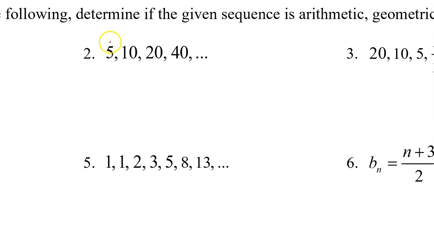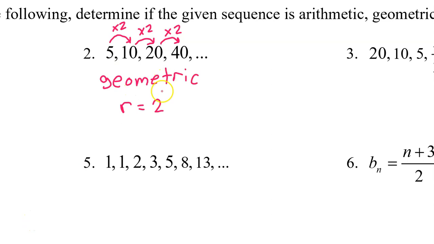For number 2, the common ratio is jumping out at me. 5 times 2 is 10. 10 times 2 is 20. And 20 times 2 is 40. This is geometric with a common ratio r equals 2.